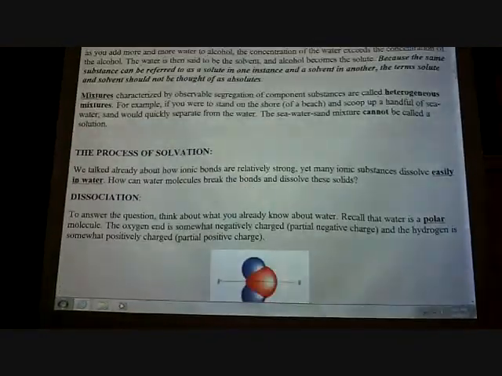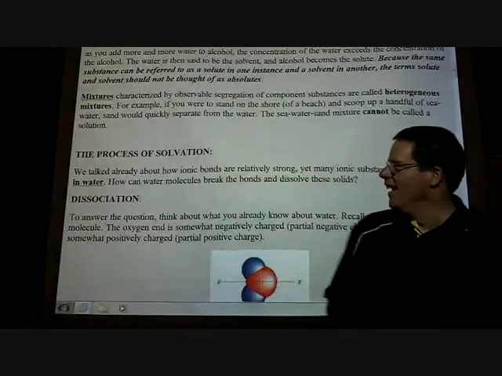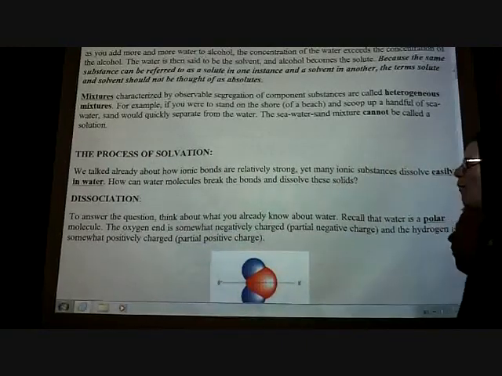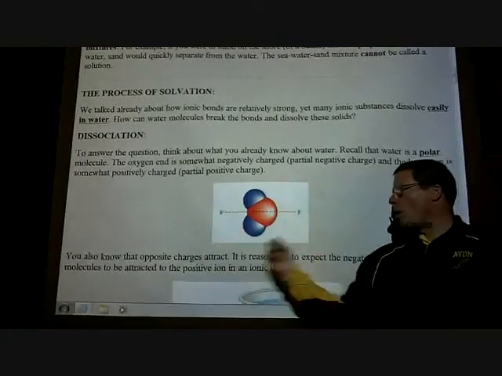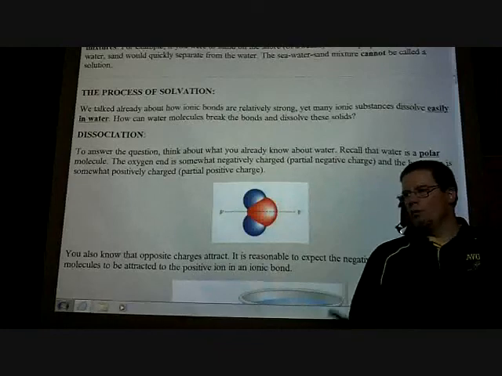Okay. The process of solvation. All right, when we talk about things that are being dissolved, here's an example of a water molecule. The water molecule is made up of 2 hydrogen and 1 oxygen.